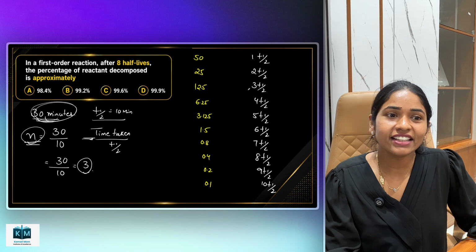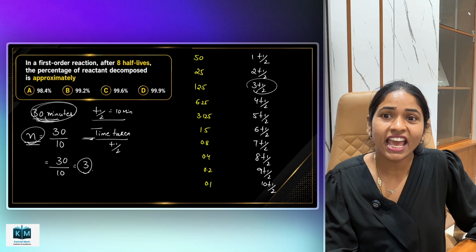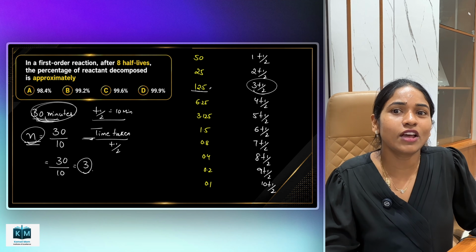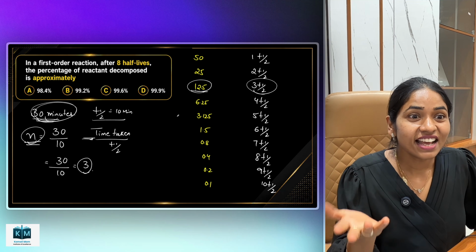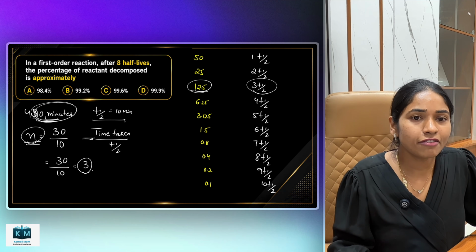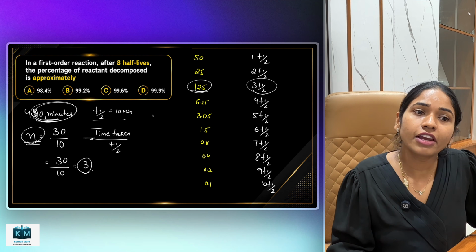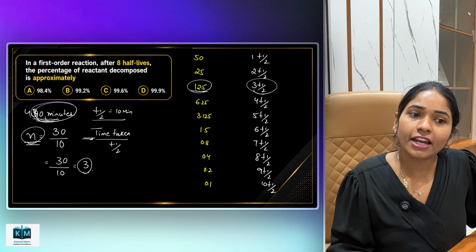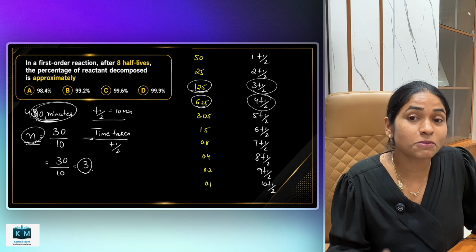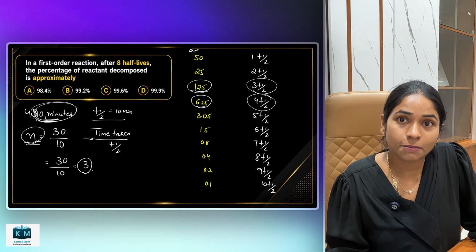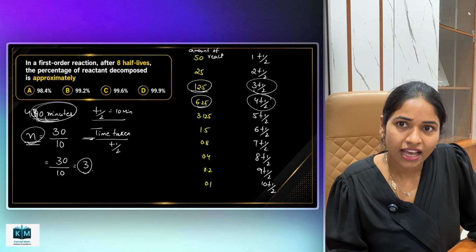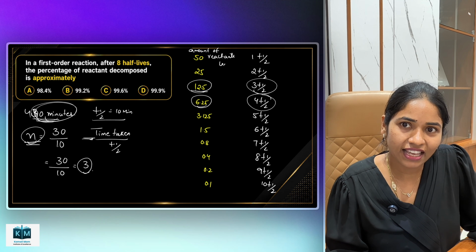Once you find that the number of half-lives is 3, then if they ask the amount of substance left, that is 12.5. Let's say, for example, the time taken for a reaction is 40 minutes and T half of the reaction is 10 minutes. Number of half-lives, how many students? 40 divided by 10 is 4. 4 half-lives means the amount of reactants left. Like this you can find.